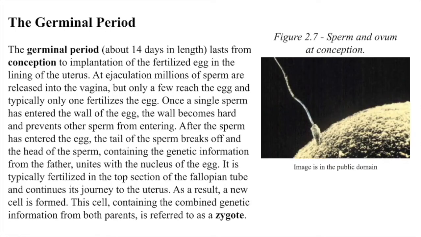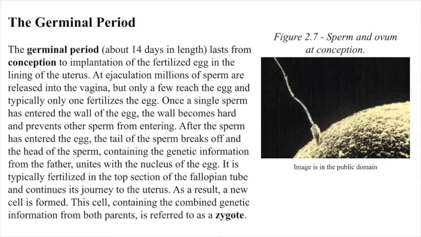The germinal period. The germinal period, about 14 days in length, lasts from conception to implantation of the fertilized egg in the lining of the uterus. At ejaculation, millions of sperm are released into the vagina, but only a few reach the egg, and typically only one fertilizes the egg. Once a single sperm has entered the wall of the egg, the wall becomes hard and prevents other sperm from entering.